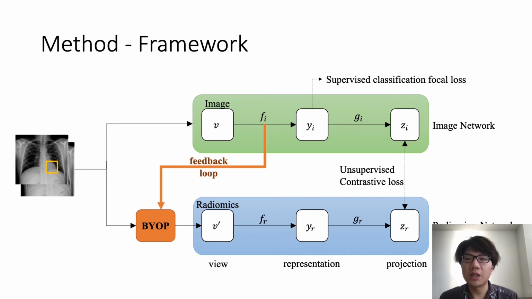From the image view VI, we output the representation YI and the projection ZI, via image encoder FI and image projection head GI, respectively. Similarly, we output the radiomics representation YR and radiomics projection ZR, via radiomics encoder FR and radiomics projection head GR, respectively. We maximize the agreement between ZI and ZR via contrastive loss. In addition, we minimize the classification errors from representation YI via a focal loss. During testing, only the image encoder is kept and applied to the new X-rays.